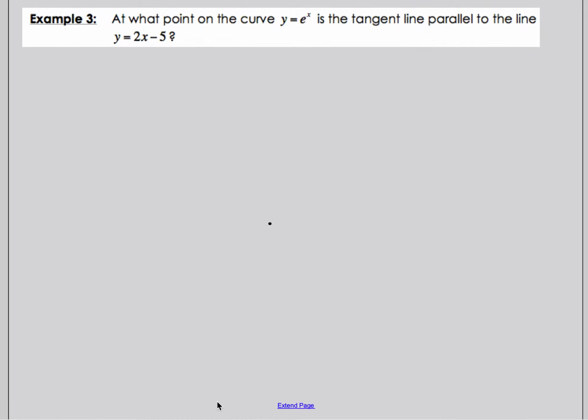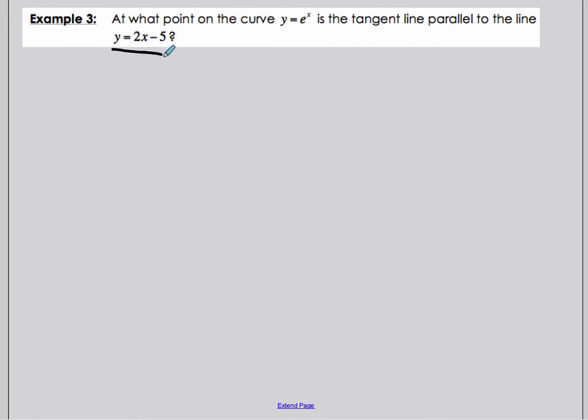All right, example 3. At what point on the curve y equals e to the x is the tangent line parallel to the line y equals 2x minus 5? Okay, so what we need to do is find the slope of the line that we need to be parallel to. Two ways we can find slope in this case.